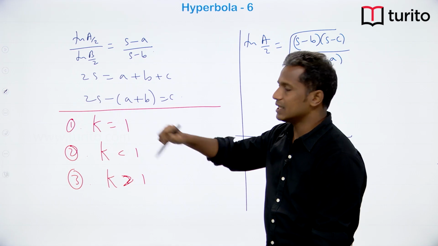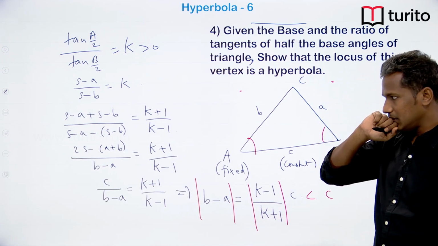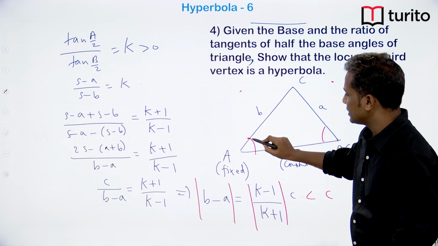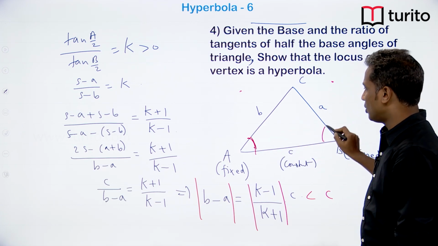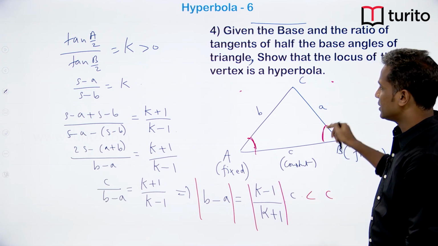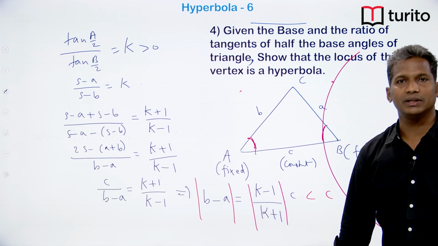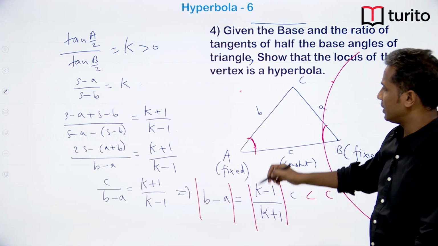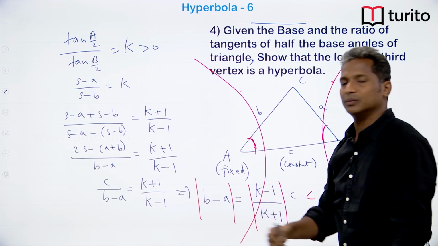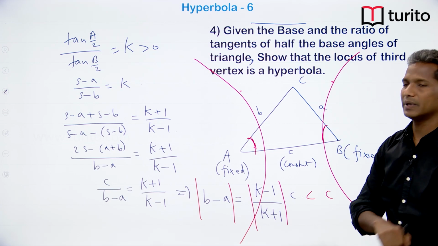Now if k is less than 1, that means tan(a/2) is smaller than tan(b/2). That means this angle is smaller than this angle. So the point is on the right side, so we may get one branch of the hyperbola here. If k is greater than 1, we may get another branch of the hyperbola here. And if k is equal to 1, we are going to get the perpendicular bisector.